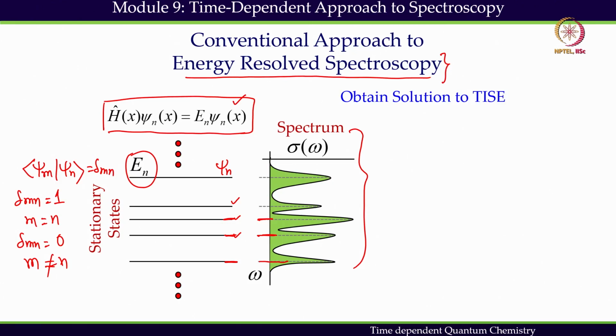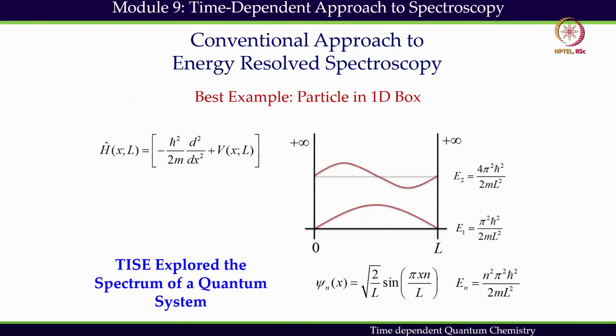The frequency and energies are related by omega equals En by h cut. So the basic idea of energy resolved spectroscopy is that we need to know the energy states, and those energy states can be obtained from the time independent Schrodinger equation. That is something which we have understood from a very basic quantum chemistry class.